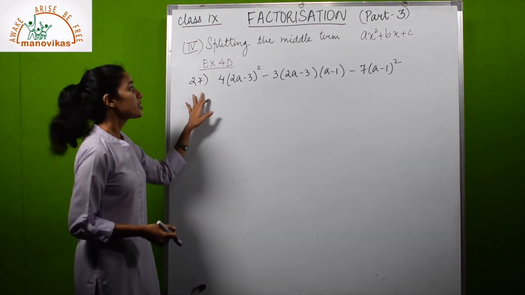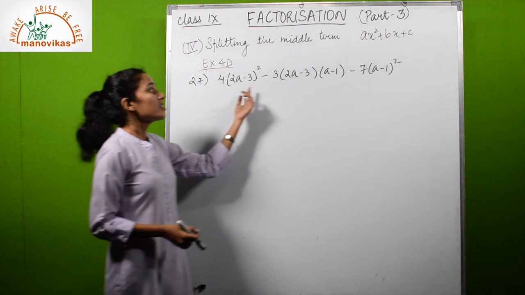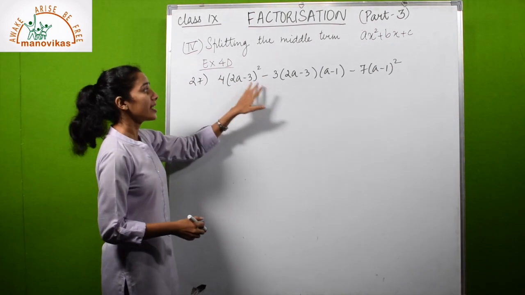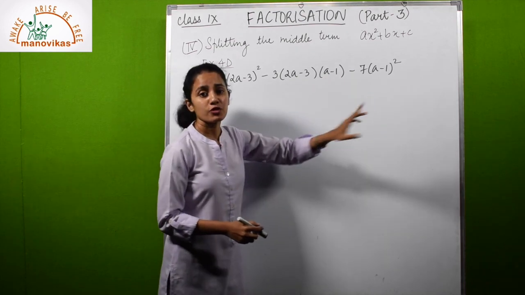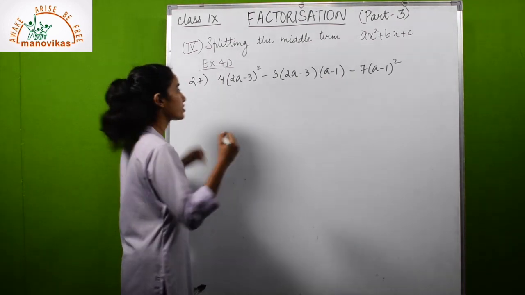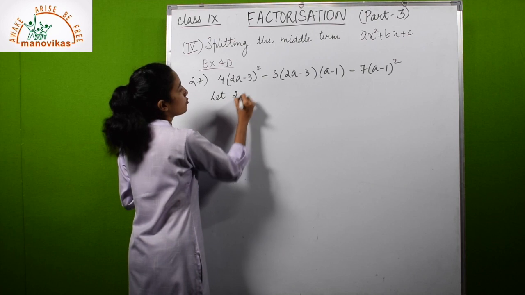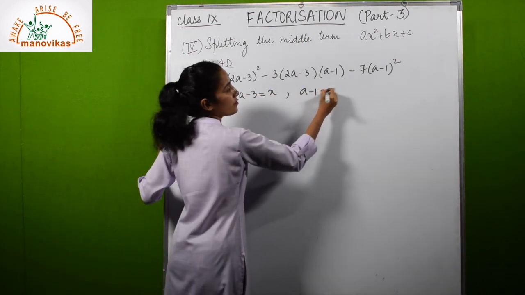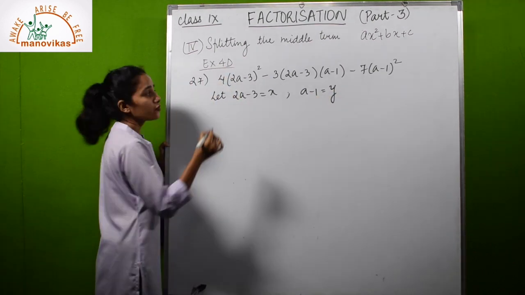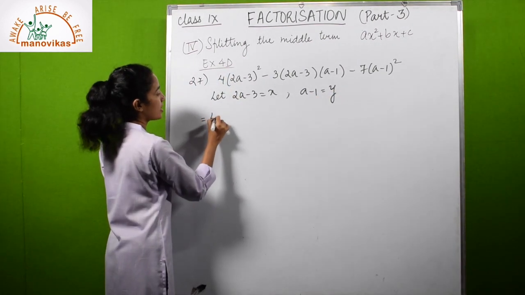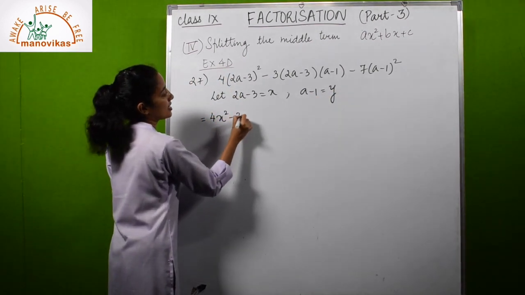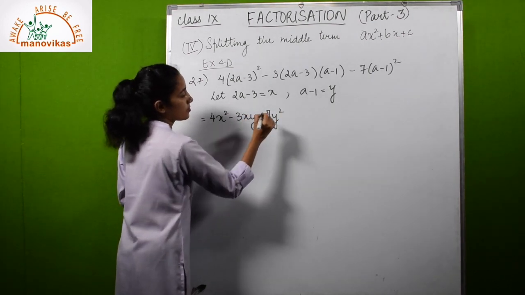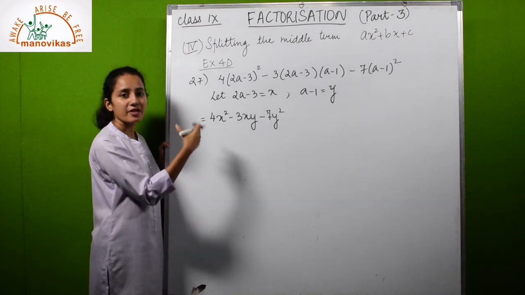Let's consider problem number 27. We see here that there are 2 brackets which are repeating twice, that is 2a minus 3 and a minus 1. So here we'll have to make 2 substitutions. That is, let 2a minus 3 be equal to x and a minus 1 be equal to y. So you have the expression reduced as 4x square minus 3xy minus 7y square. So this again reduces to the previous type.